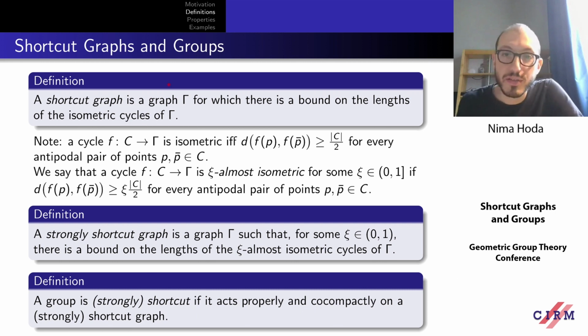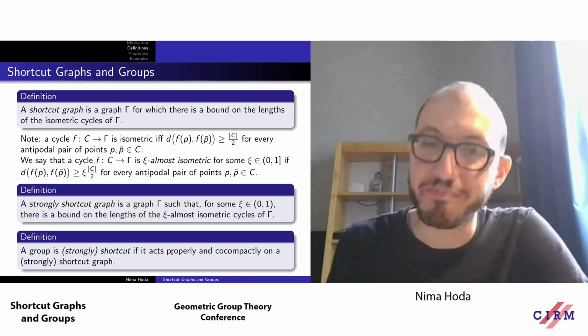Right. So the talk is about shortcut graphs and groups. So groups do have to come up at some point. A group is shortcut or strongly shortcut if it acts properly and co-compactly on a shortcut or strongly shortcut graph, respectively.